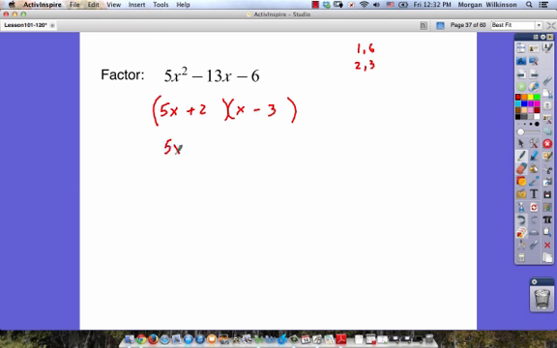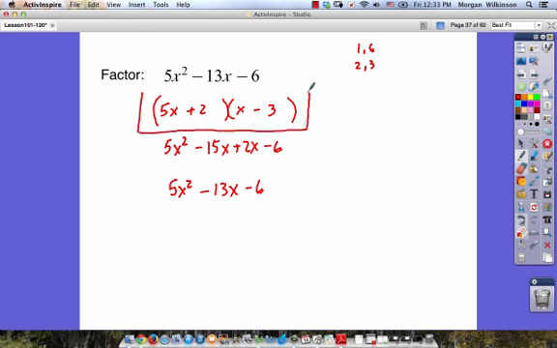5x times x is going to give us 5x squared. 5x times -3 is -15x, like we said, plus 2x minus 6. So we're going to get 5x squared minus, well, -15 plus 2 is -13x minus 6. Perfect. That one worked out, and that one worked out the first time. We've got our correct factorization. We've checked our work to make sure it's correct.